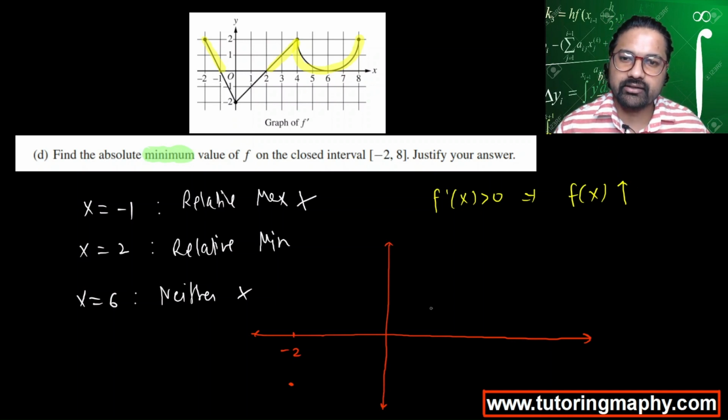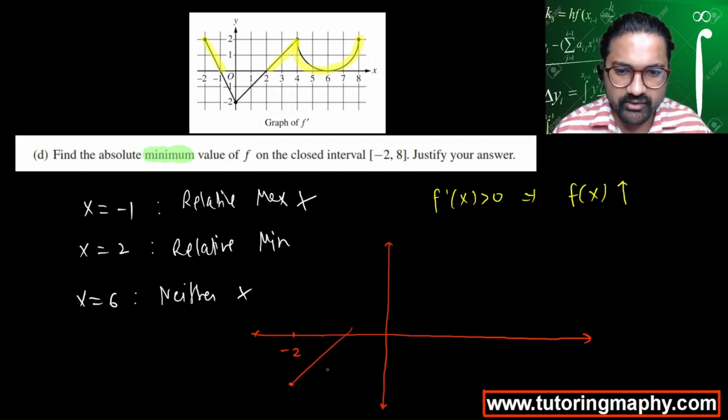So I know that the yellow part is where the function is increasing, correct? I don't know how the function is increasing. Maybe in a straight line, maybe in a curve. I don't really care, but we can figure it out, but it's not required. Maybe the function is increasing and it becomes something like this.